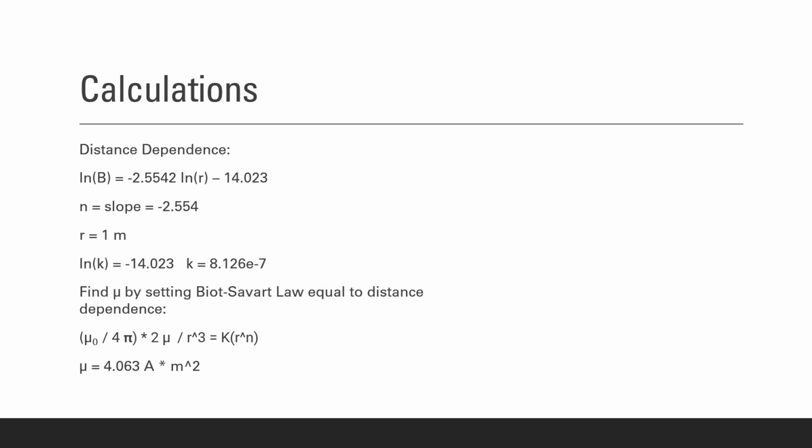From there, we were able to find the value of mu by setting the Biot-Savart law equal to the distance dependence equation, and then when we rearranged and solved, we got that mu is equal to 4.063 amperes times meters squared.